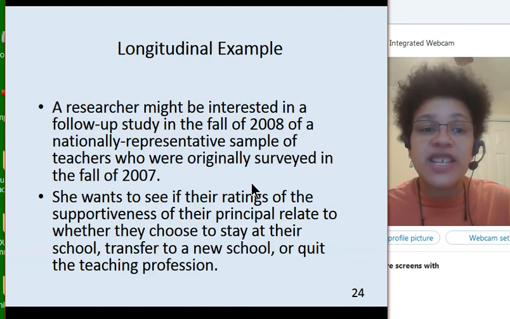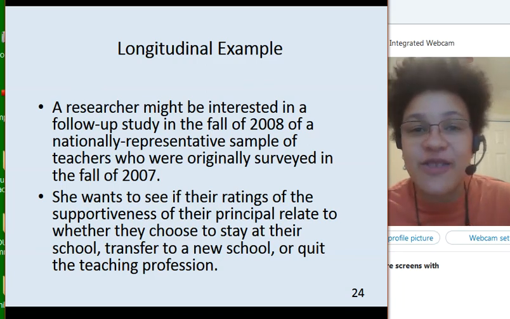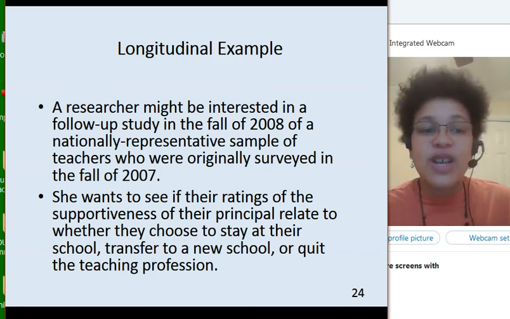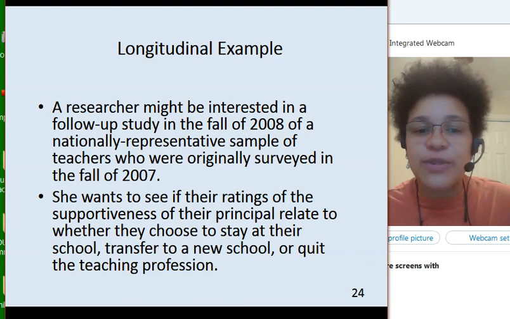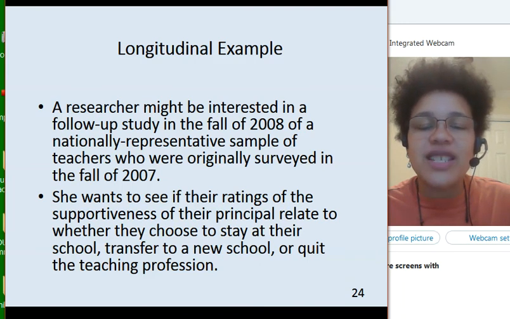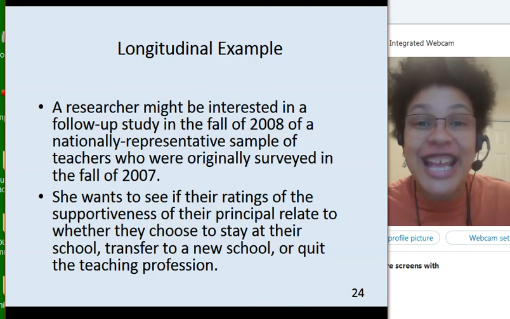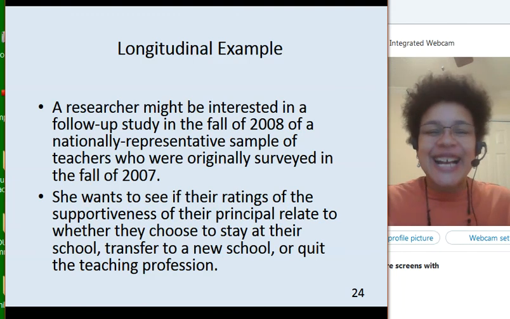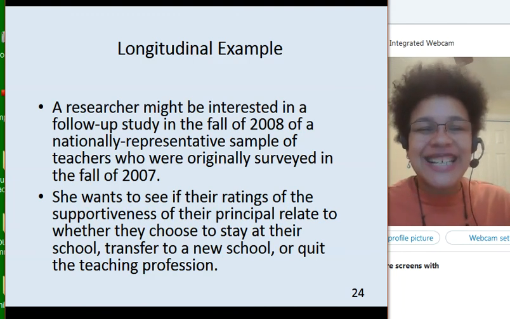Longitudinal example, a researcher might be interested in a follow-up study in the fall of 2008 of a nationally representative sample of teachers who were originally surveyed in the fall of 2007. Maybe she wants to see if their ratings of the supportiveness of their principal relate to whether they choose to stay at their school, transfer to a new school, or quit the teaching profession. Maybe she uses a national survey done through the Census Bureau, and maybe she writes her dissertation about what she finds out.